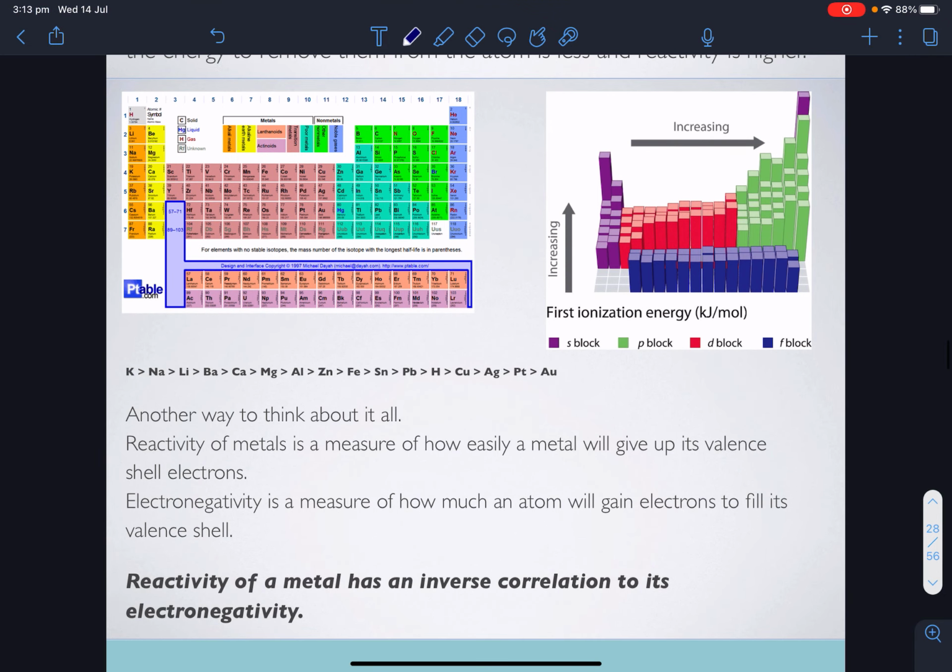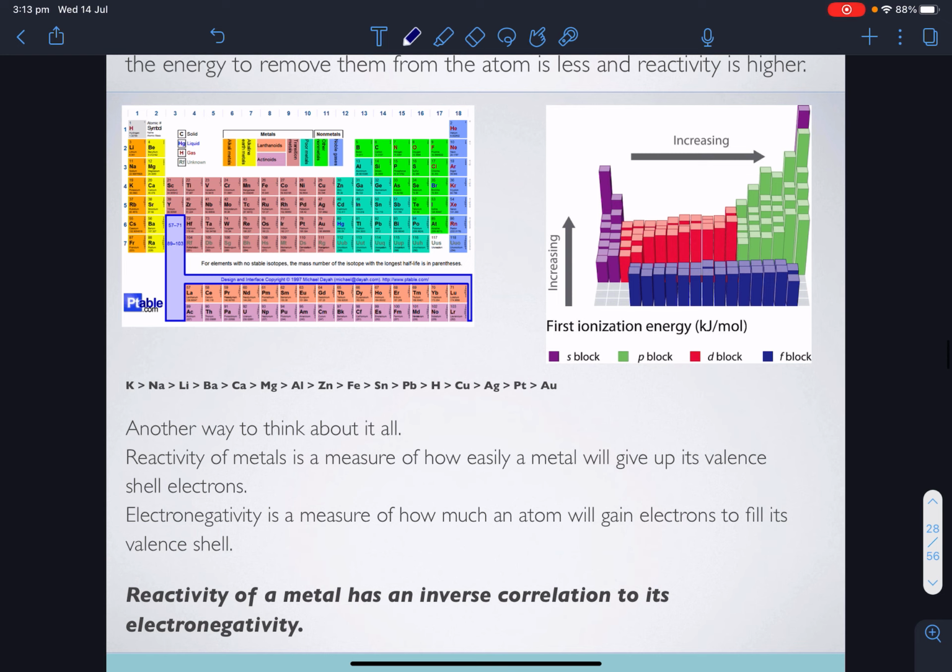Another way to think about it all. Reactivity of metals is a measure of how easily a metal will give up its valence shell electrons. That's general. Think about electronegativity. Electronegativity, back from the other module, is a measure of how much an atom will gain electrons to its valence shell. So there's an inverse correlation between electronegativity and activity and reactivity as well. Okay.